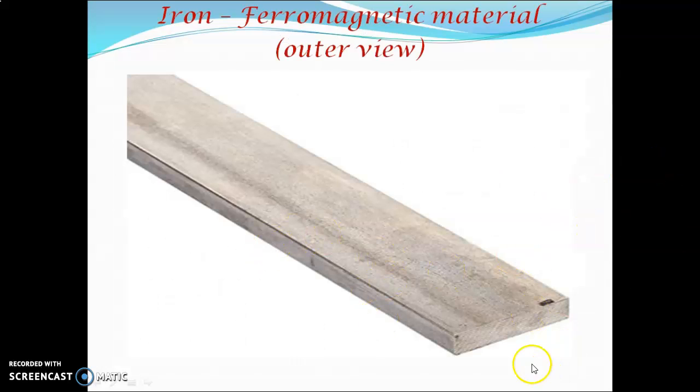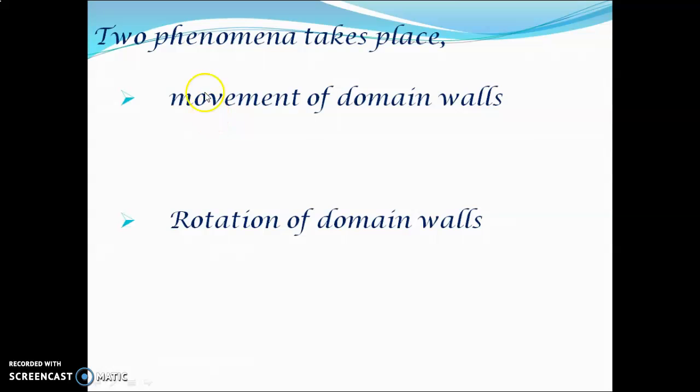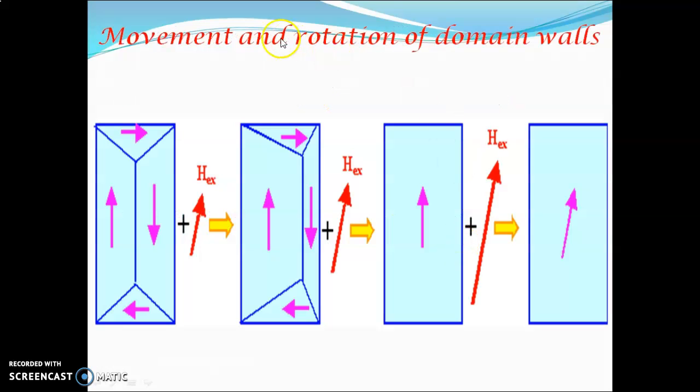This is an outer view of a ferromagnetic material. This is an inner view of a material in which the domains are randomly arranged. When we give the magnetic field, the domains get aligned in a particular direction. Here you can see the domains randomly arranged; when you apply a magnetic field, they are arranged in a particular direction. There are two phenomena in the domain theory of ferromagnetism: movement of the domain wall and rotation of the domain wall.